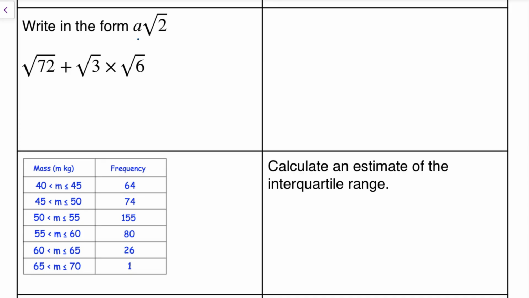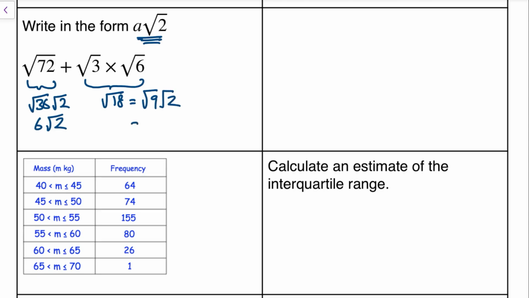Okay, now what's interesting here is the question has helped you massively by telling you everything's going to be in terms of root 2. So if we think about root 72, that's the same as root 36 times root 2. Questions help me out here. So that's going to be 6 root 2. This one is the same as root 3 times root 6, which is root 18. And root 18 is root 9 root 2. Again, the question helping me out, which is the same as 3 root 2.